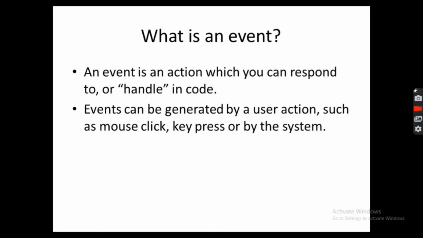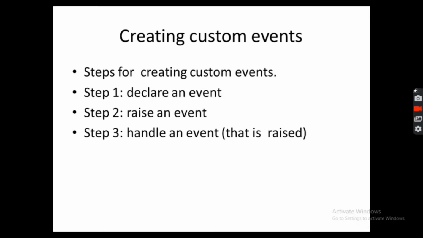An event is basically an action which you can use to respond to or handle in code. For example, if an action is performed, then how do we respond to that action? For that we use events. Events can be user actions, or they can be raised by the system. For example, if a button is clicked, what should be done when the button is clicked? The event raised is the button click, and the action performed is what we are going to handle. When we are creating custom events, it's very easy.